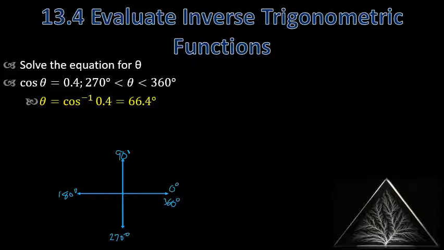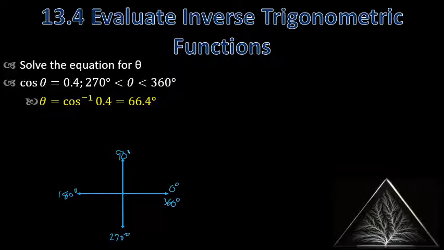66.4 degrees. How do I know I'm using degrees? Well, if you look up there, it says 270 degrees and 360 degrees. That's a big hint. You should be in degrees. So if you're not getting 66.4 degrees, check the mode of your calculator. You will have to keep switching back and forth between degrees and radians, depending on your problem.